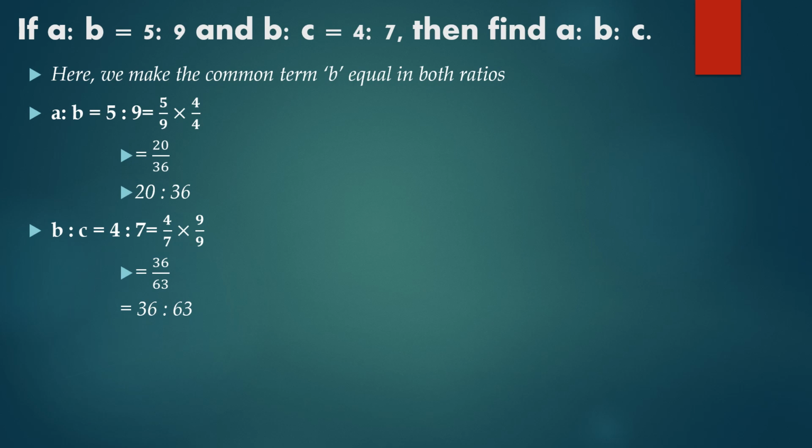Now, we can see here A is to B is 20 is to 36 and B is to C is 36 is to 63. The middle term 36 and 36 is common here. Therefore, the continued ratio will be 20 is to 36 is to 63.